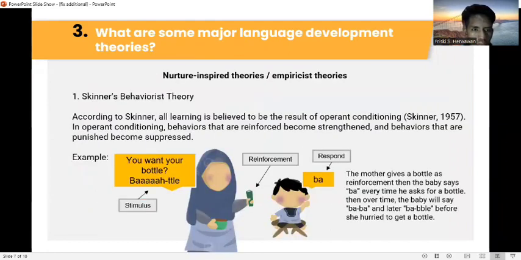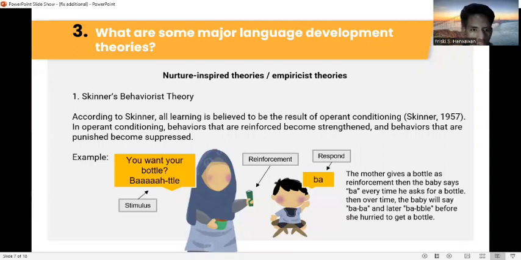So nurture-inspired theories number one is Skinner's behaviorist theory. This theory says that all learning is believed to be the result of operant conditioning. In operant conditioning, behaviors that are reinforced become strengthened, and behaviors that are punished become suppressed. So this theory emphasizes stimulus, reinforcement, response, and then reward or punishment of the response. We can see the illustration below.